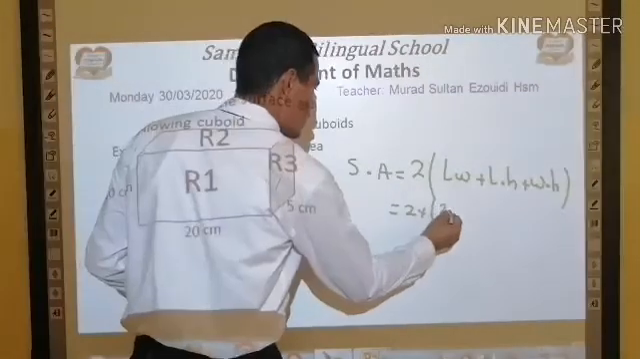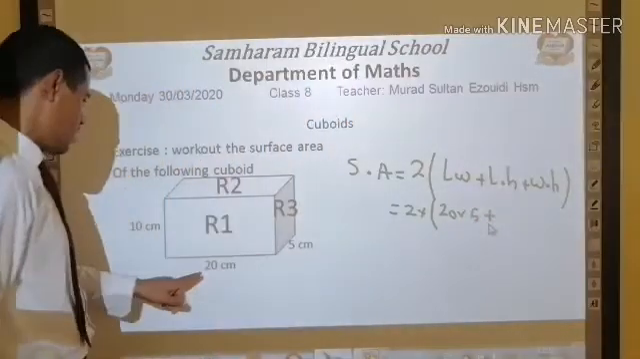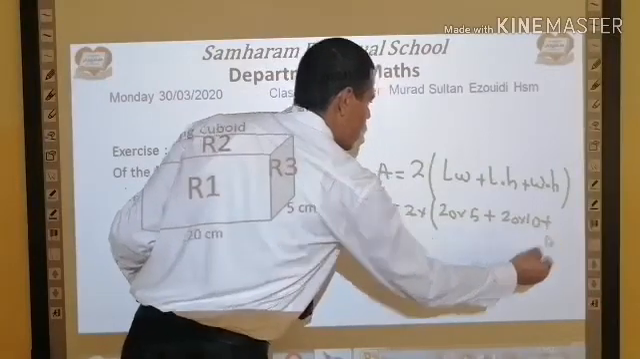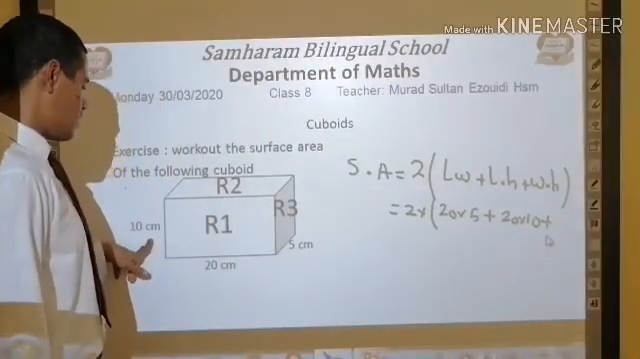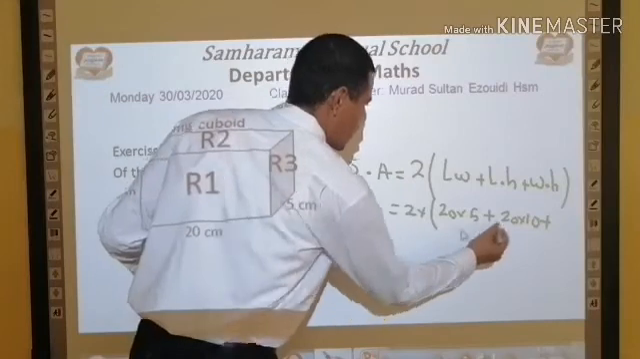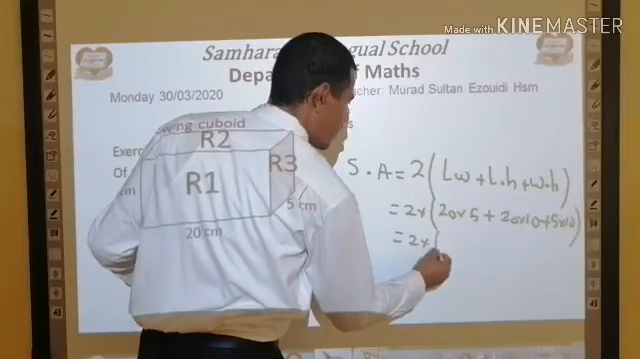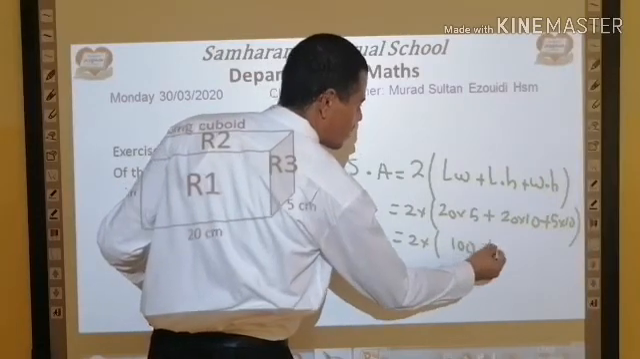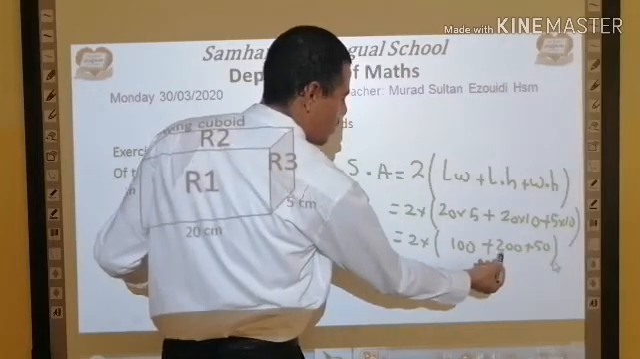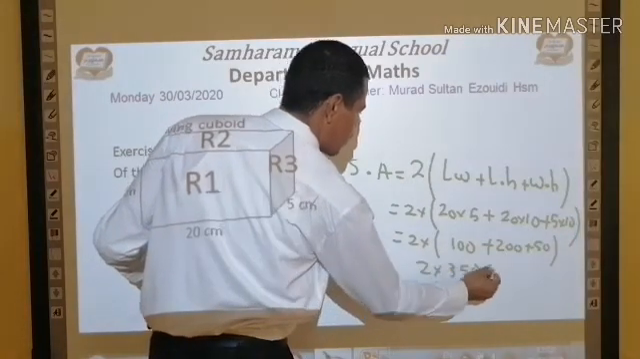20 multiplied by 5 plus 20 multiplied by 10 plus 5 multiplied by 10. Then it will be 2 times, this is 100 plus 200 plus 50. So 100 plus 200, 300, plus 50, 2 times 350 gives 700.